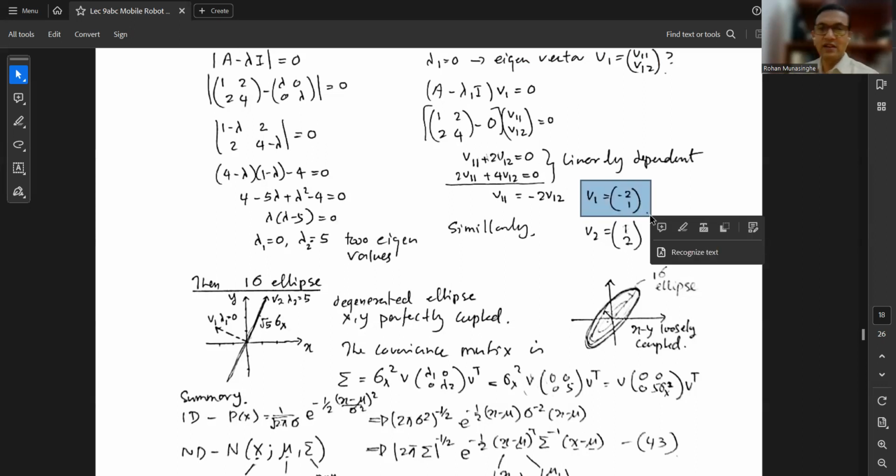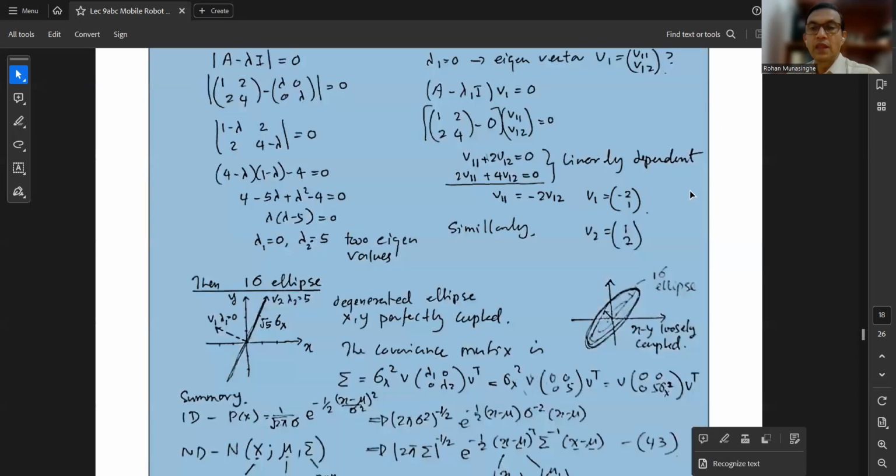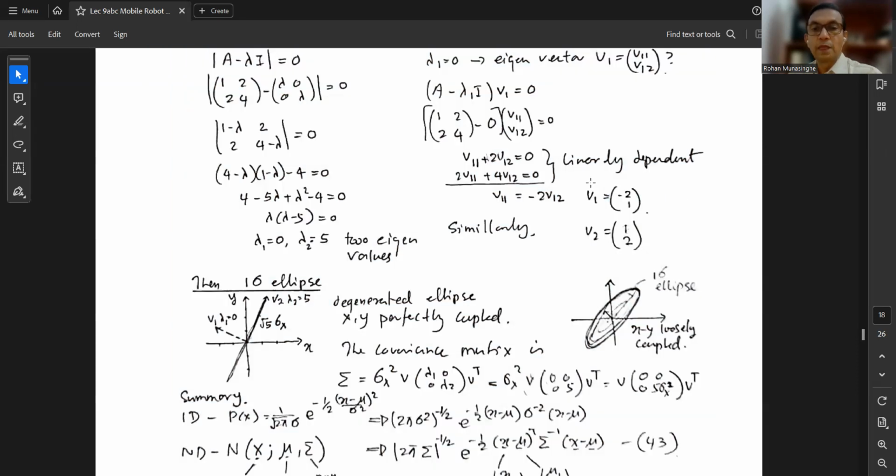I could have taken 100 and 200. That's also fine. 1,000 and 2,000, a million and 2 million, right? They're all the same vectors. Here, what is important is the direction. So let's use the smallest integers to make life easy. I pick 1 and minus 2 as my V1. So the first eigenvalue is 0 and the eigenvector is minus 2, 1.